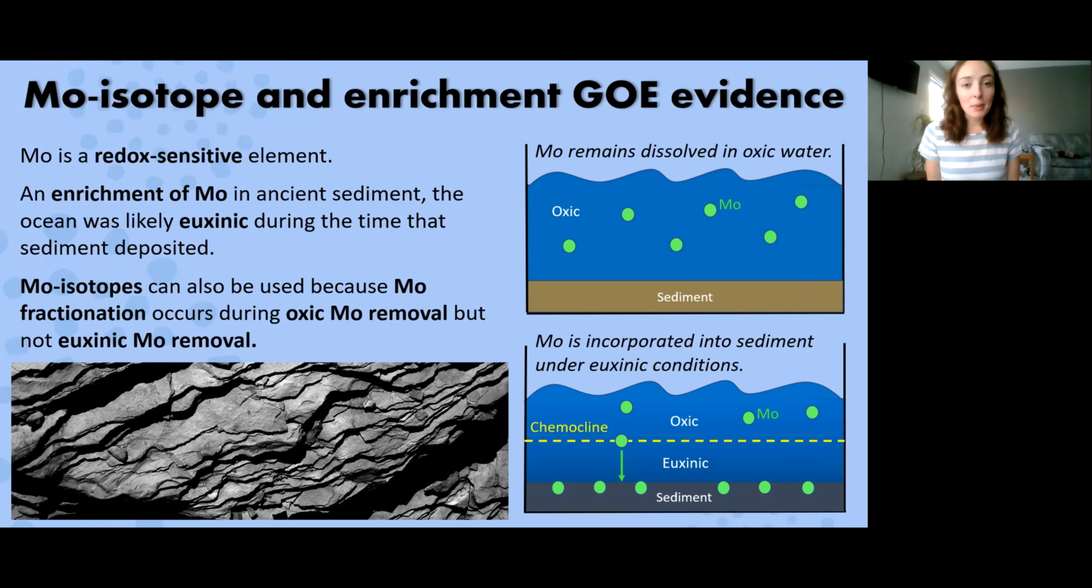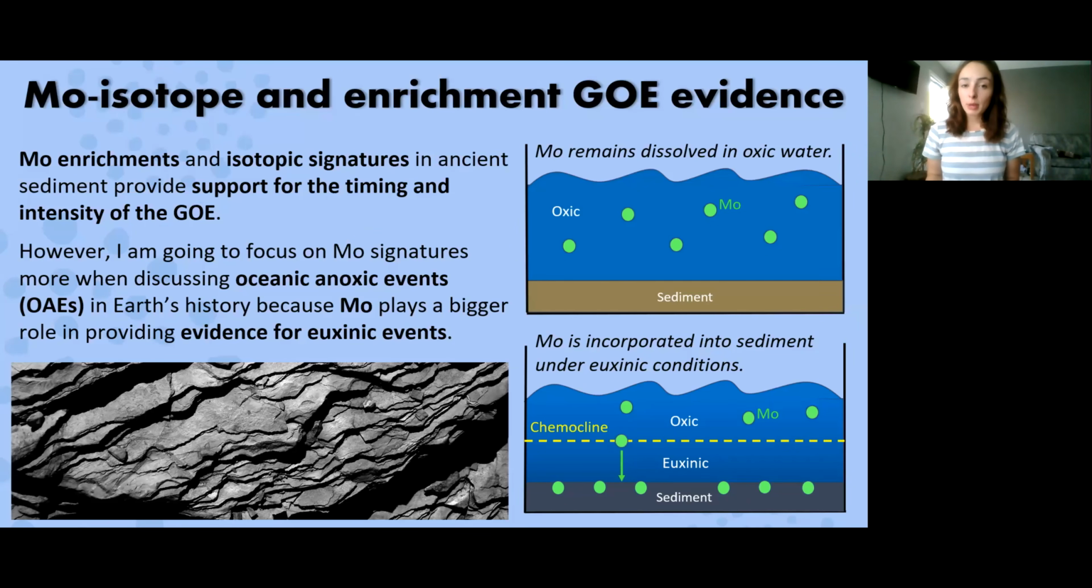Remember when we were talking about BIFs and sulfide? Well, we're going to get back to why sulfide is so important in early Earth and why it has a relationship with depleted oxygen. So in terms of molybdenum evidence for the GOE, we do have molybdenum enrichment and isotopic evidence from sediment that supports the findings on the timing and intensity of the GOE based on other lines of evidence.